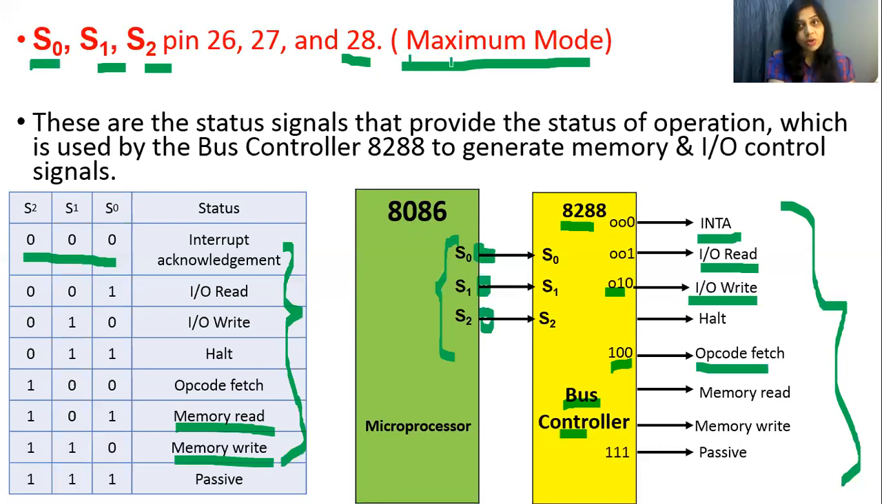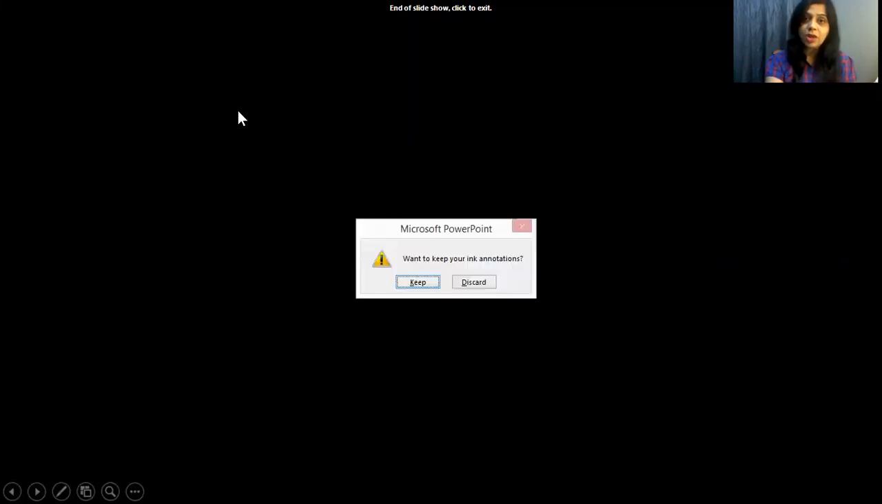When the 8086 operates in maximum mode, it has to send the appropriate status on these pins based on what exactly it wants to generate. That means if the 8086 wants to generate a memory read signal, it should send 101 on these pins. So this is how the S0, S1 and S2 pins generate various signals with the use of the 8288 bus controller IC.